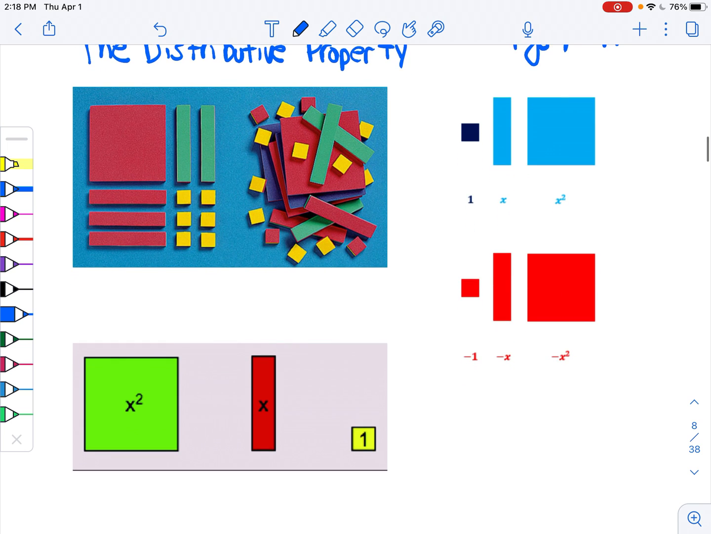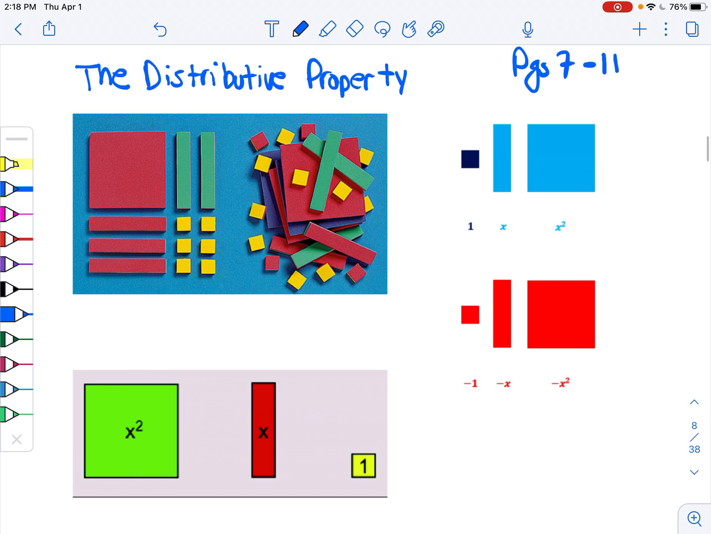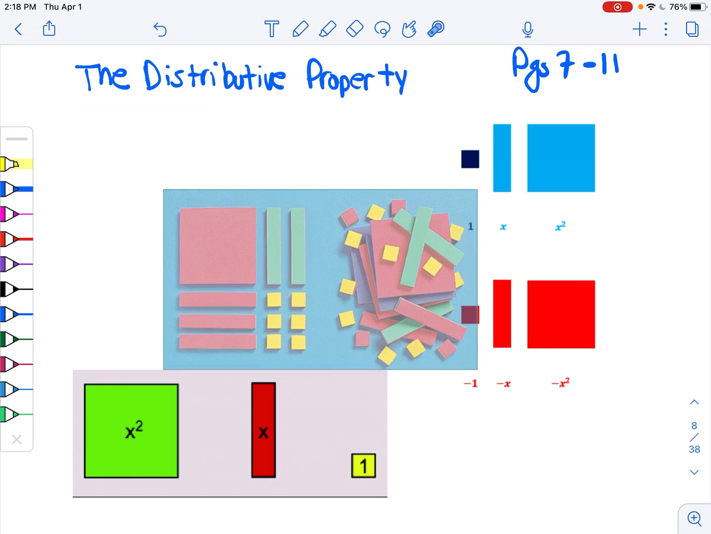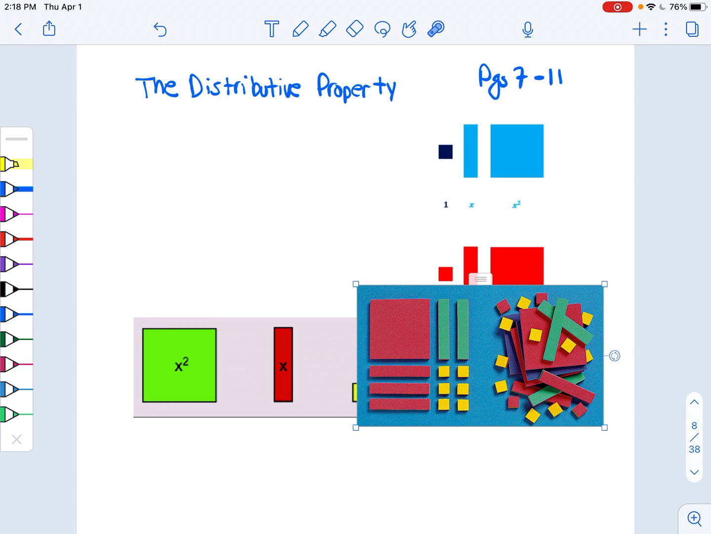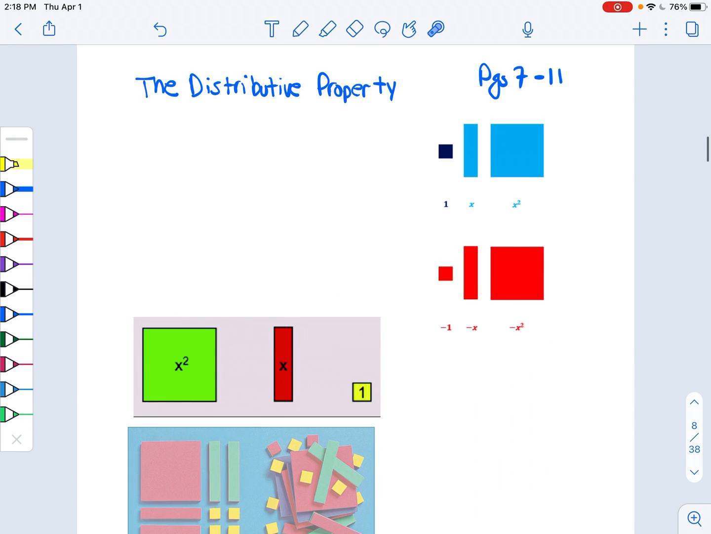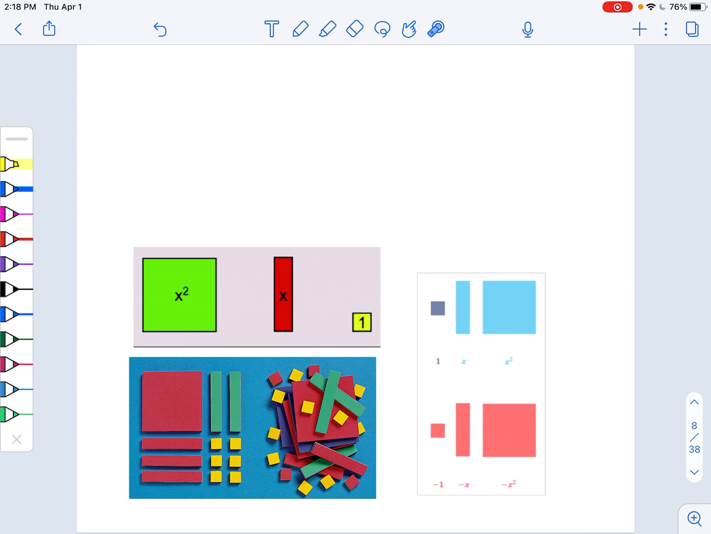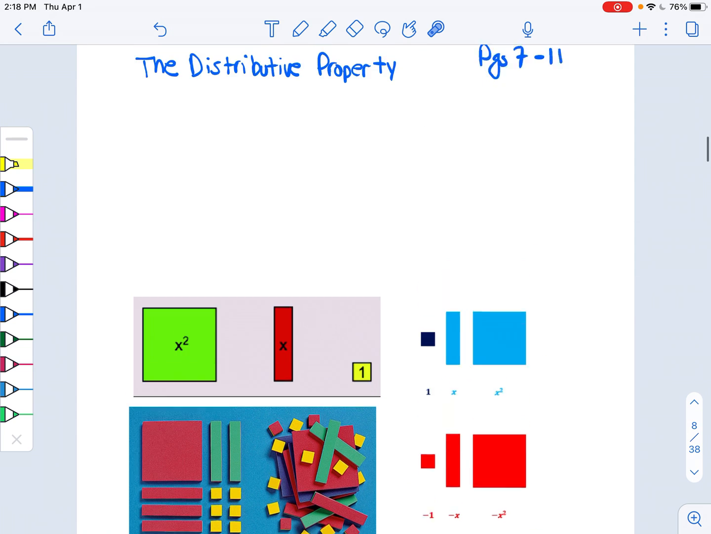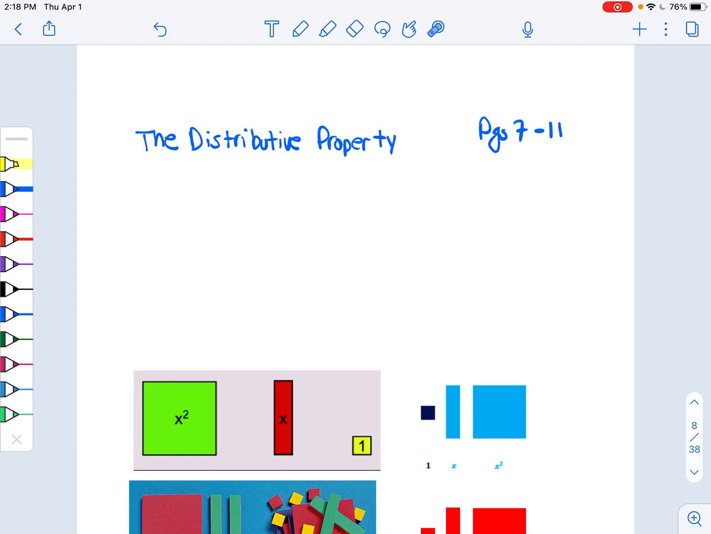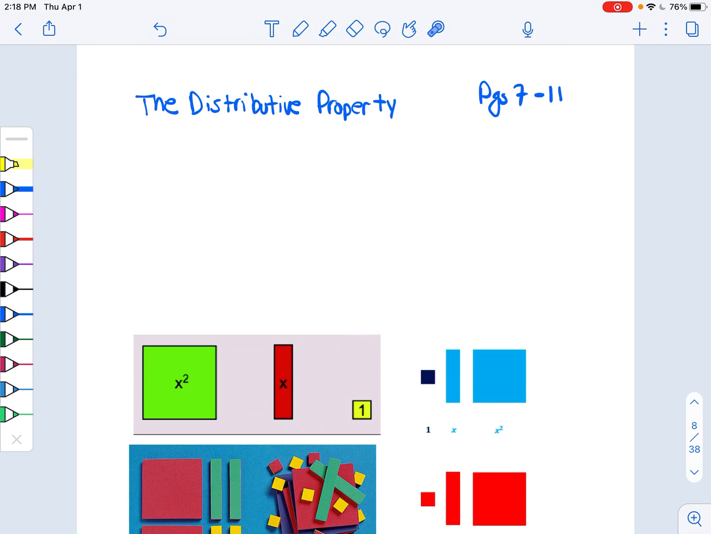Now, the root word of distributive is to distribute. So, if I was to ask you guys, can you please distribute the JRs to everybody in the class? What would you do if I said, please distribute JRs to everybody in the classroom? I'm pretty sure you would say, I'm going to hand it out to every single person.